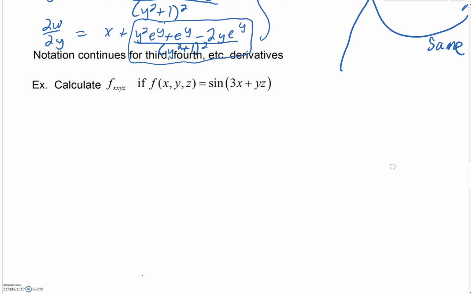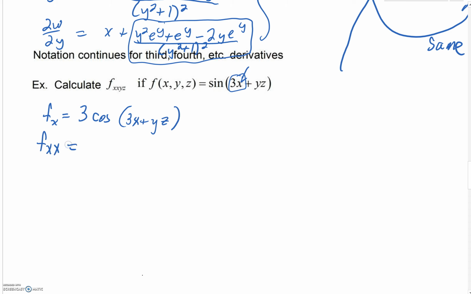Let's do our last problem right here. We have a function of 3 variables, and here we don't have deltas. We actually have the subscripts. So here we go left to right. Let's take our derivative of f with respect to x. X is inside right here, so for the derivative, we need to use the chain rule. The derivative of sine is cosine, so I have the cosine of 3x plus yz. But the derivative of the inside, the derivative of this 3x with respect to x is just a 3.